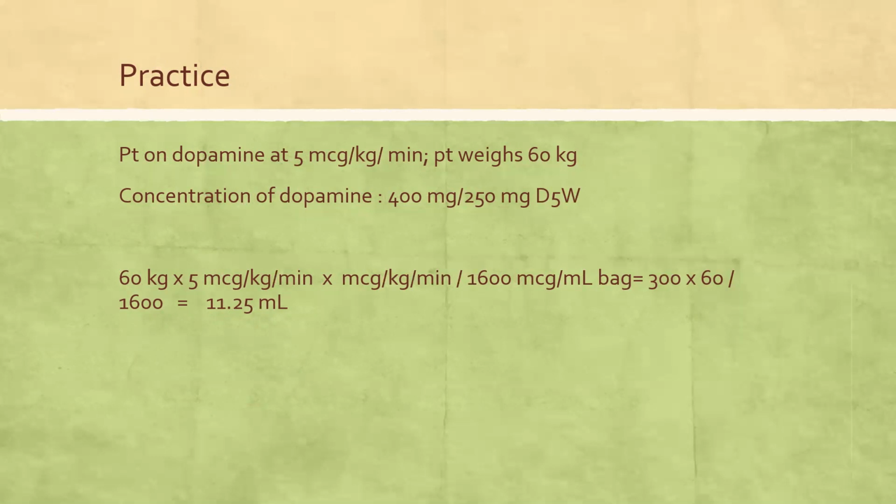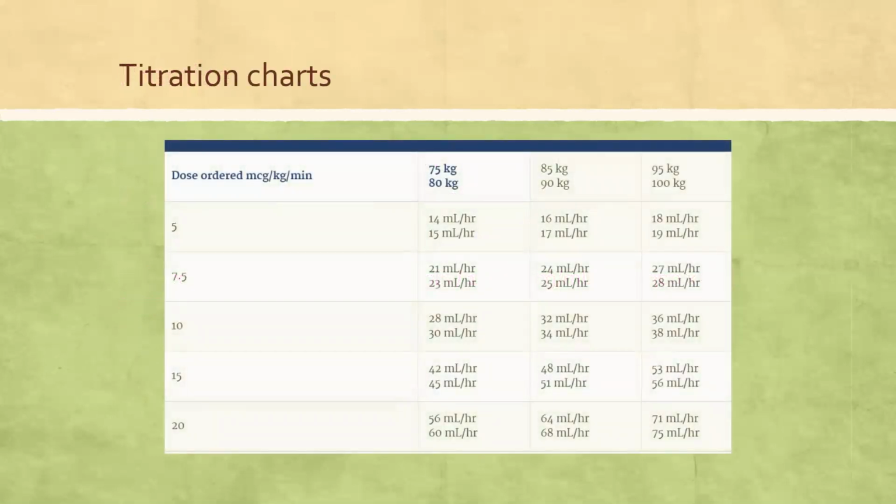Let's try another one. Oh, we don't have another one here, but I think I've got 4 or 6 examples I'm sending out to you. What you often will see is a titration chart. Doing all of those drug calculations takes a little bit of time, doesn't it? So here is a titration chart when we're looking at a 75 to 80 kilogram patient, 85 to 90, 95 to 100. You get it. You can just look it up. That's it. So don't sweat this.